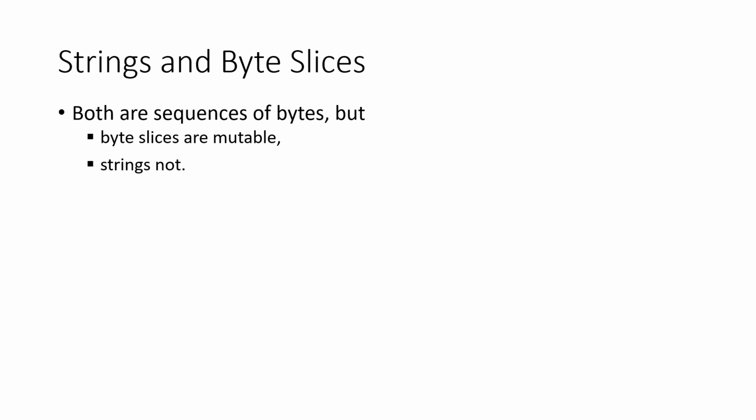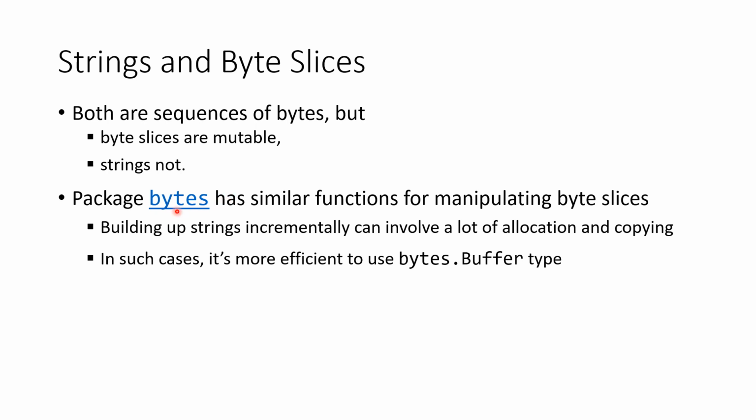Finally, let's compare strings and byte slices because these are popular data types. Both strings and byte slices are sequences of bytes, but byte slices are mutable, that is, they can be changed, while strings are not. The standard package bytes has similar functions for manipulating byte slices. Since strings are not mutable, building up strings incrementally can involve a lot of allocation and copying. In such cases, it's more efficient to use the bytes.Buffer type, which is defined in package bytes.